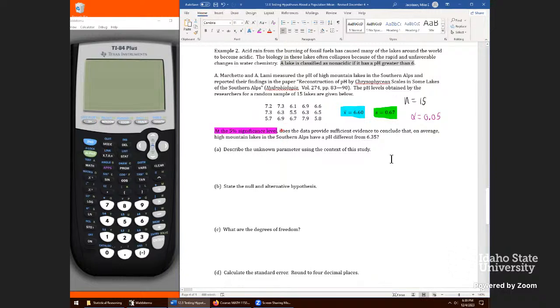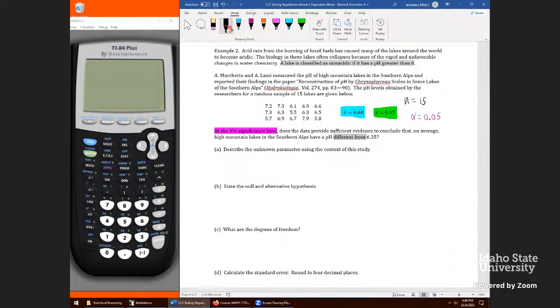So at 5% significance level, does the data provide sufficient evidence to conclude that, on average, high mountain lakes in the Southern Alps have a pH different from 6.35? They gave us a couple of good pieces of information here. When they said different from, that's both directions. We're testing if it's above or below 6.35. So we're going to do a two-tailed test. So from just right here, this is a two-tailed test.